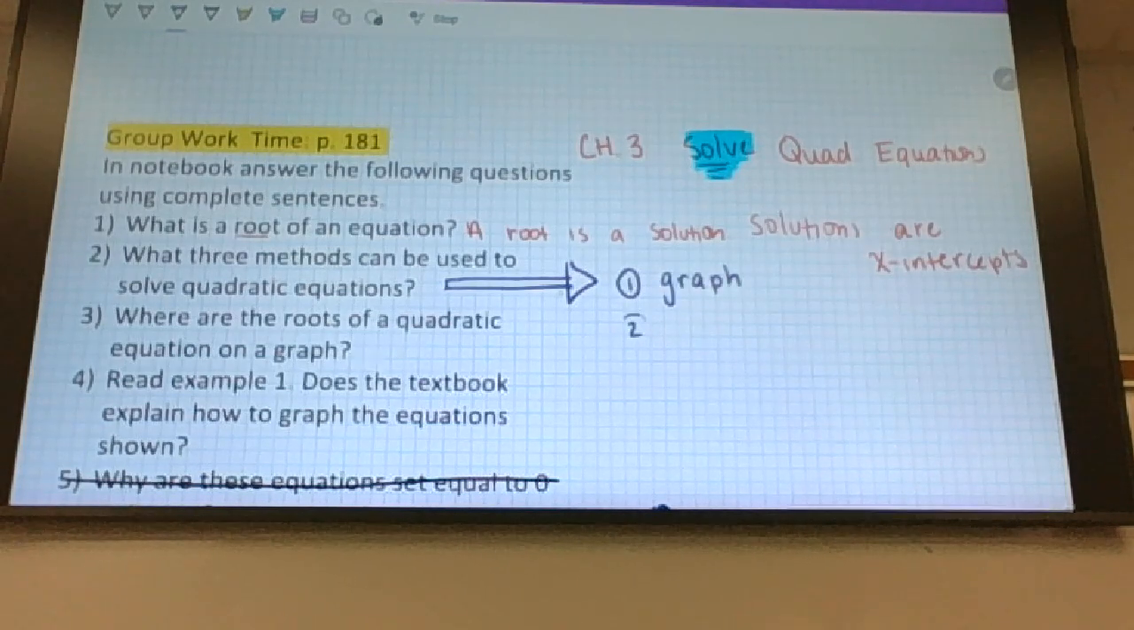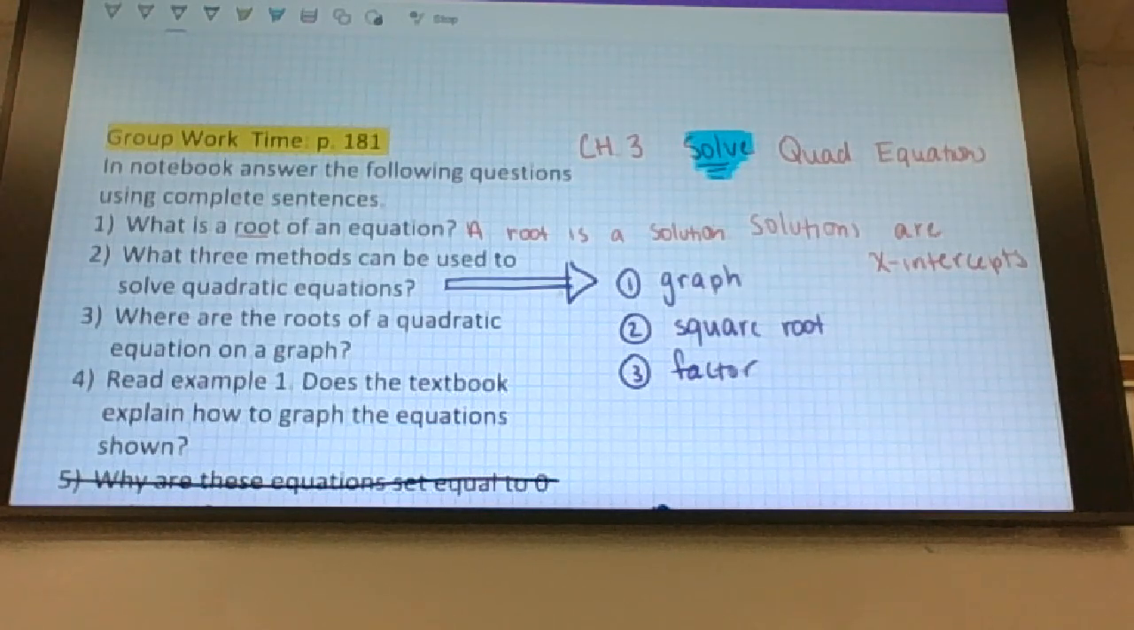Graph, square root, and factors. That's all covered in this one section. We've already covered how to graph, so that's a review. It's just that today we're going to graph with the goal of finding the x-intercepts.